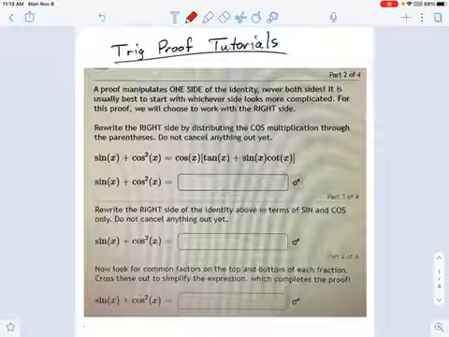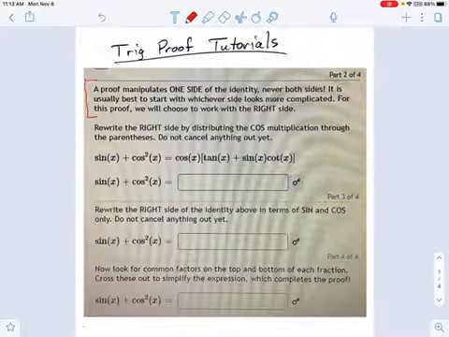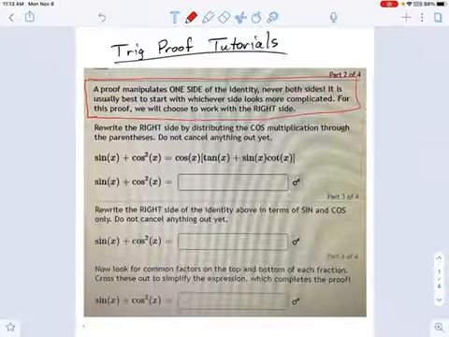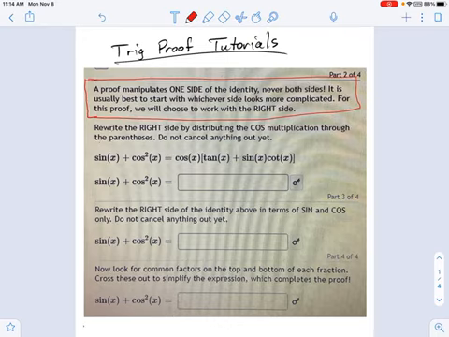Okay, you really do need to read these directions. There's a little bit of advice at the beginning. Okay, you'll start to recognize this. It just says you start with one side of the identity, never both sides, and whichever side looks nasty, you start with that one, okay?